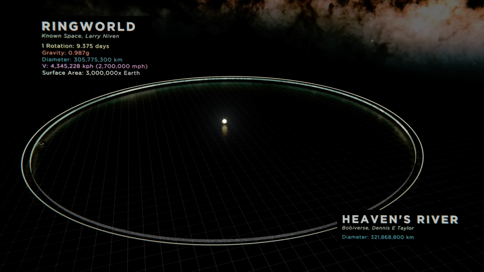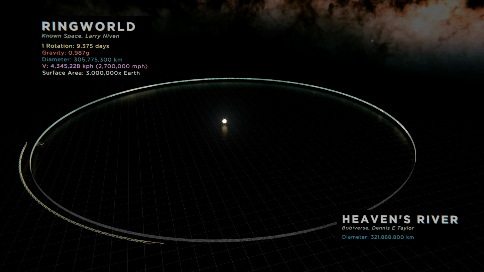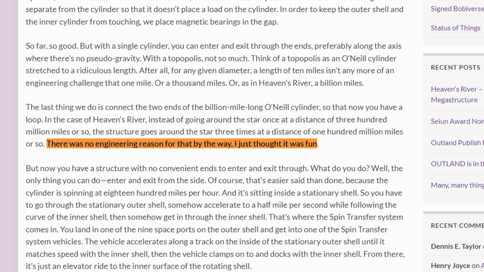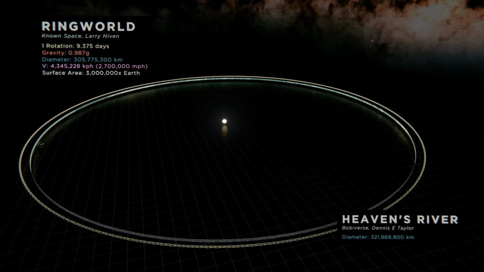A Topopolis is a rotating space station like the cylinders previously shown, but stretched out all the way around a star. But Heaven's River says, "Hold my beer," and ties that into what is called a torus knot, going around the star 3 times in a helical fashion. And in true Bob fashion, the author says, "There was no engineering reason for that, by the way, I just thought it was fun." Its diameter is slightly larger than the Ringworld at 321 million kilometers.